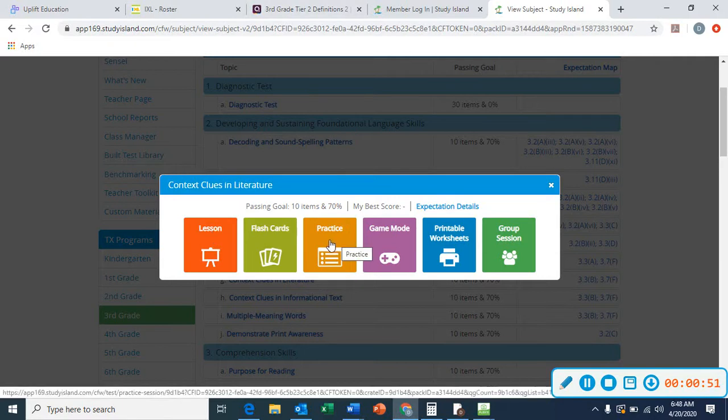Remember to watch your lesson. Flashcards give you a hint. You can also practice and play game mode with the questions. And if you get bored, you can get your printable worksheets, get the printer out, tell mama to print them, and play school with your friends. Teach them something.